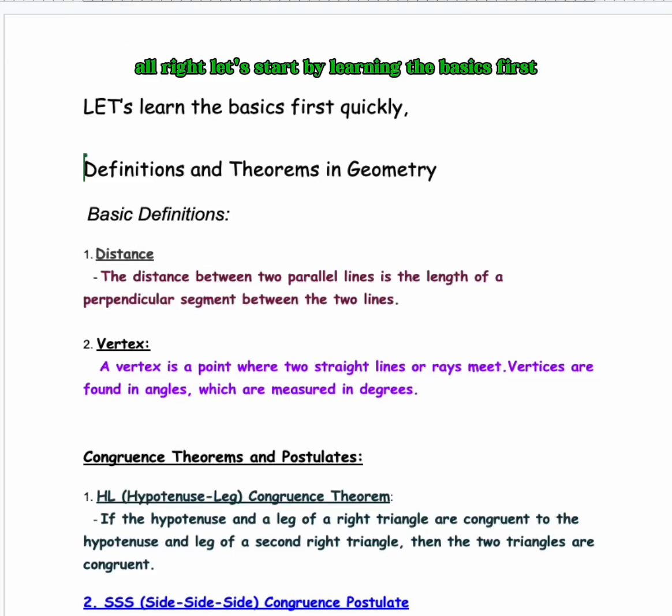All right, let's start by learning the basics first. So let's do the definitions and theorems in geometry. Basic definition of a distance. How do we calculate a distance?